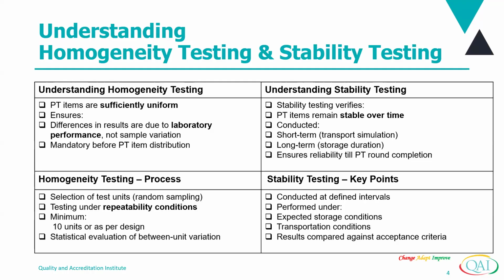The other part is related to the understanding of stability testing. Stability testing we need to perform after the completion of the round. You cannot perform it in between your PT scheme. Once you have received all the results from the participants, generally at the end date, suppose you have set the 10th of January as the last date to receive the results, then from that date you can start the stability testing. In the same way as you performed the homogeneity, similarly you have to perform the stability.